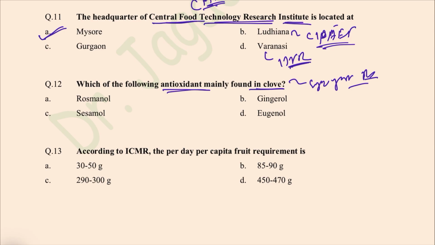Its distinct aroma, flavor, and medicinal properties are due to essential oil, the primary component of which is eugenol. Eugenol is a very powerful phenolic compound and an active antioxidant. Rosmanol is a phenolic antioxidant mainly found in rosemary. Gingerol is found in ginger. Sesamol is found in sesame oil. The major constituent, 80 to 90% of the oil, is primarily eugenol.